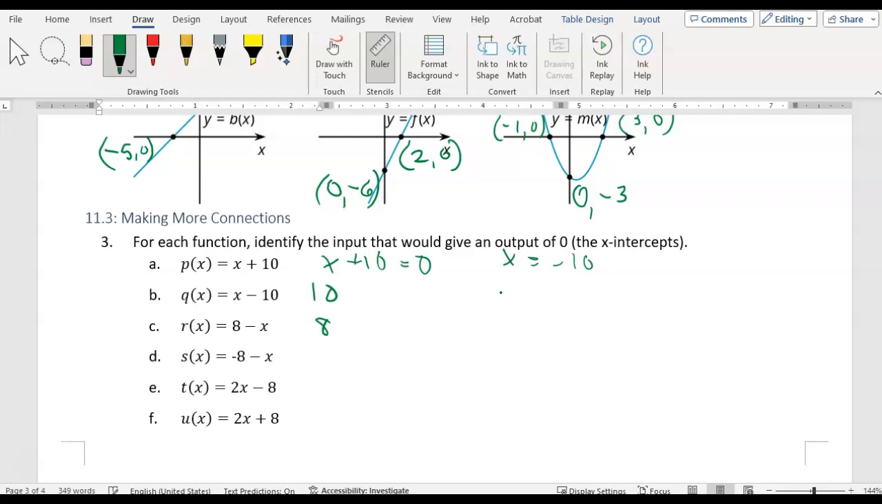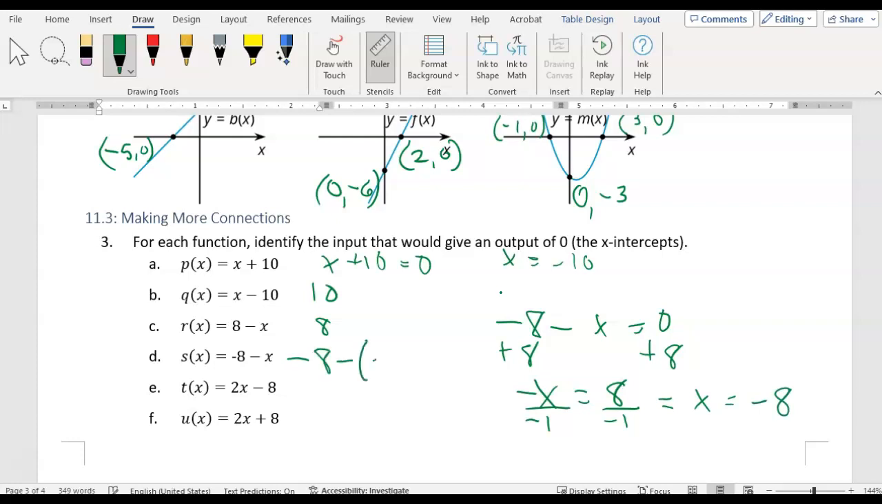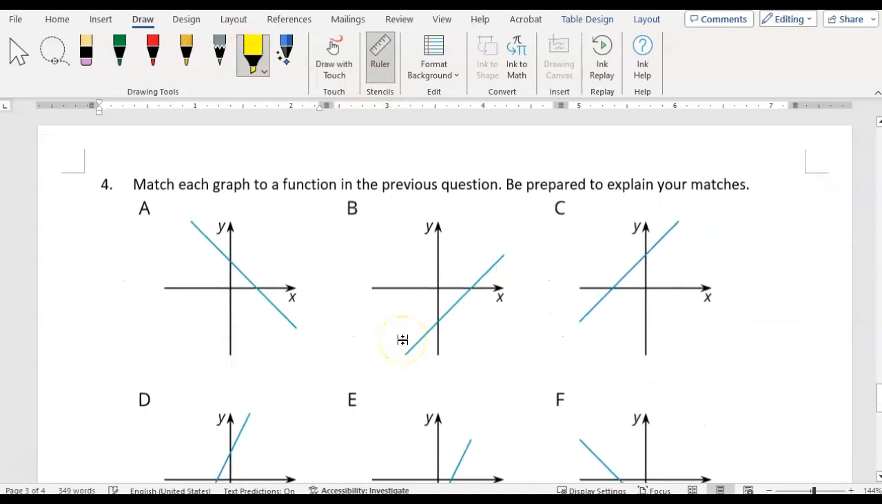Negative 8 minus, ooh, this is tricky. So negative 8 minus x equals 0. We're going to add 8 to both sides, and we'll get negative x equals 8. But then I need to go ahead and divide by this negative 1, and so I get x equals negative 8. And if I do that, negative 8 minus a negative 8 becomes negative 8 plus 8, so that is 0. So this is negative 8. All right, so you can do E and F on your own, solve for what would make that 0.